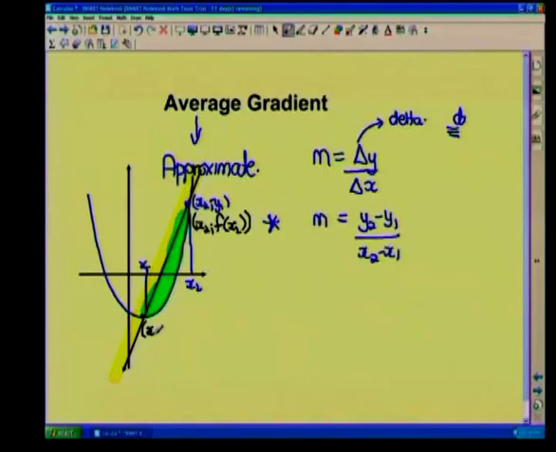Right, so let's go over here to this point here, and we've got x1, and using that same concept, instead of going y1, I could go (x1, f of x1).